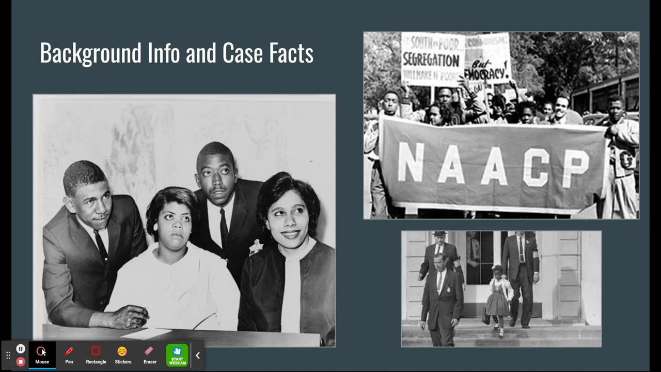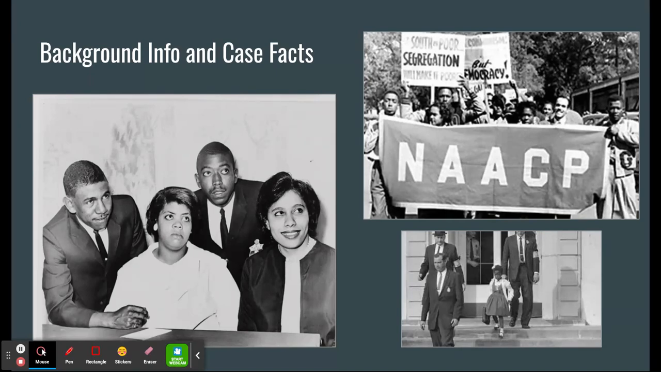Throughout the South, the segregation of African Americans and white citizens was both legal and rampant during the years preceding the case. The public school system was no exception. In Topeka, Kansas, where the events of Brown versus Board took place, all elementary schools were completely segregated, and all high schools were partially segregated.